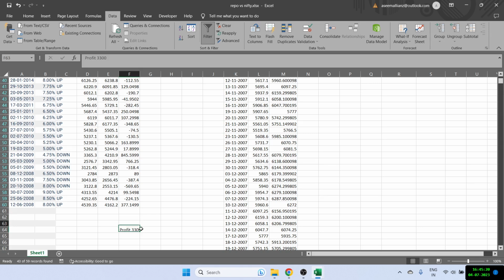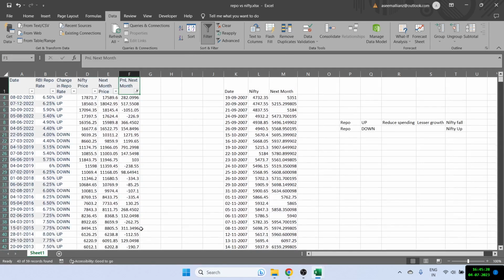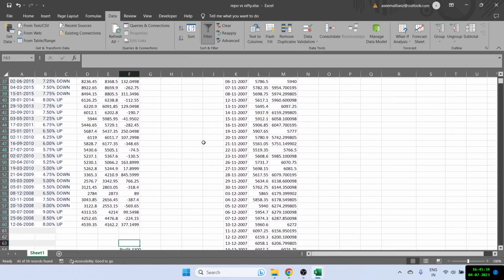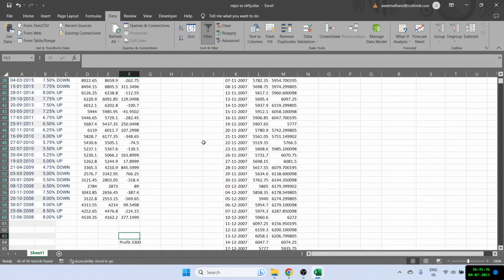And considering that it's only one trade in every 2 months, this is a very straightforward strategy. Obviously we can make it better by adding other indicators and other strategies that we have discussed in this book, but this is a good start, at least, that we are getting decent profit with a strategy based on repo rates.